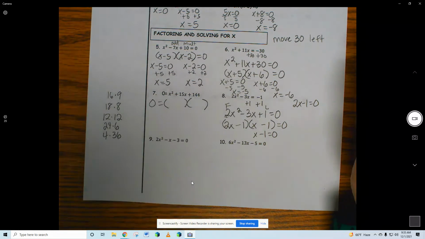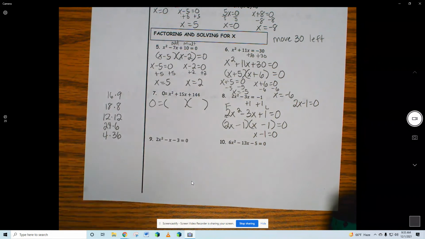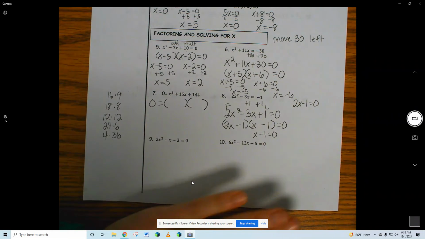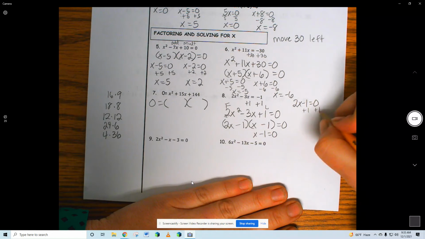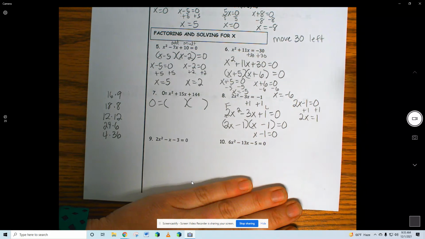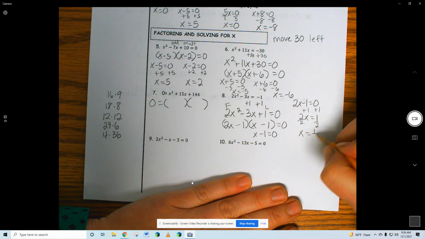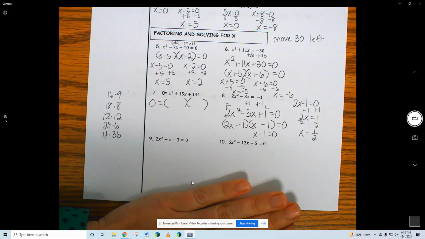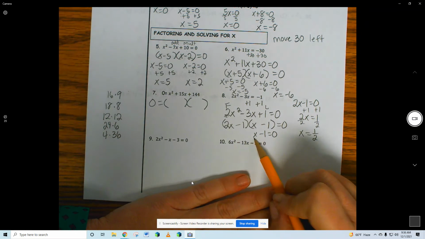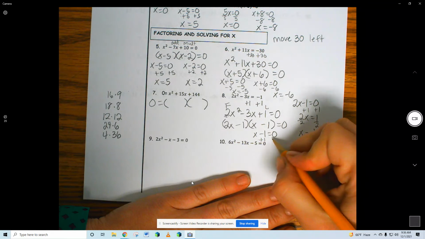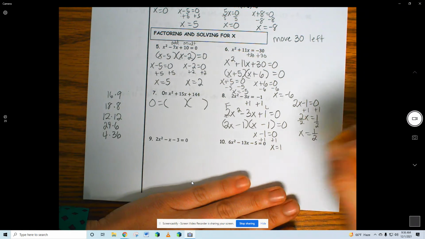If it's a 2x minus 1, like this has a number in front, I actually have to do my math. Add 1 to both sides. 2x equals 1. Divide by 2. x equals 1/2. But this one, x minus 1 equals 0, just add 1. And x equals 1.